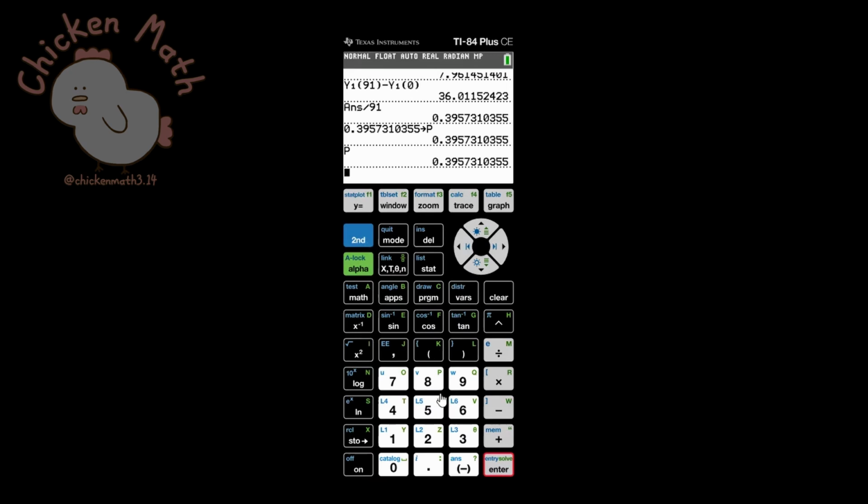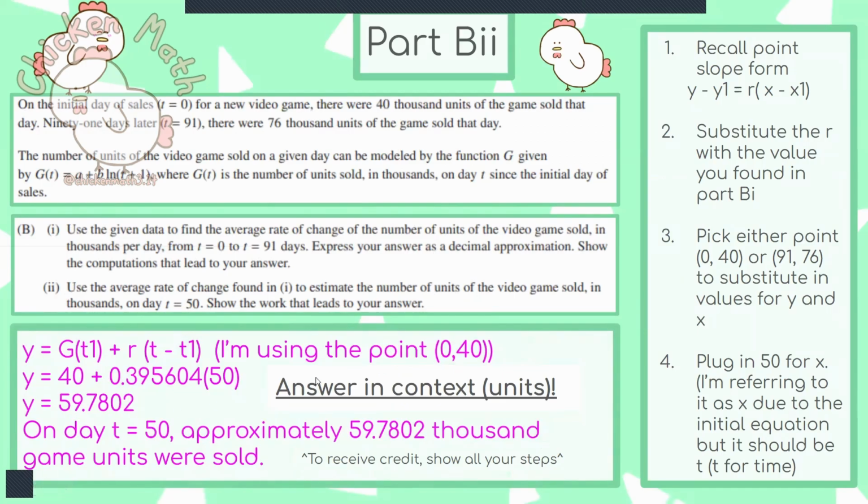Okay, so now I need to add everything together. So then I get my answer, which is 59.786. So we need to make sure to answer the question in terms of context to get full points. So then we would get on day t equals 50, approximately 59.7802 thousand game units were sold.